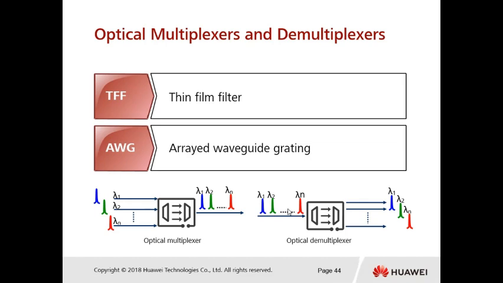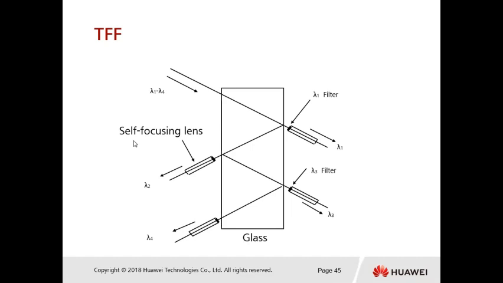Okay, so with those requirements, we find two different technologies can be used, which are TFF, thin film filter, and AWG. These two different technologies can be used in our WDM system. So what is TFF? What is AWG? Let's introduce them one by one. So TFF. Okay, so this is our TFF.